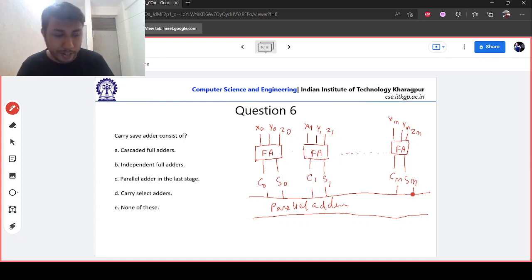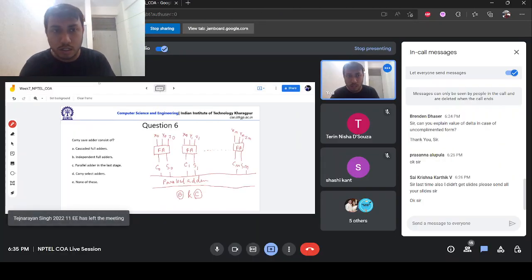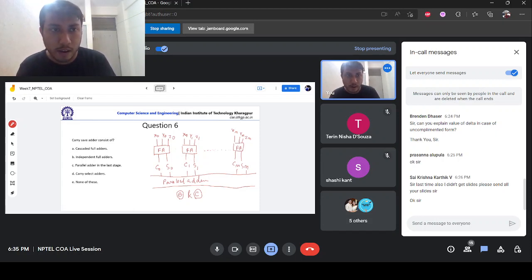Right, this is the property of carry save adder. So the correct option in this case will be option B and option C. These are the two options that will be correct. So let's go to the next question.